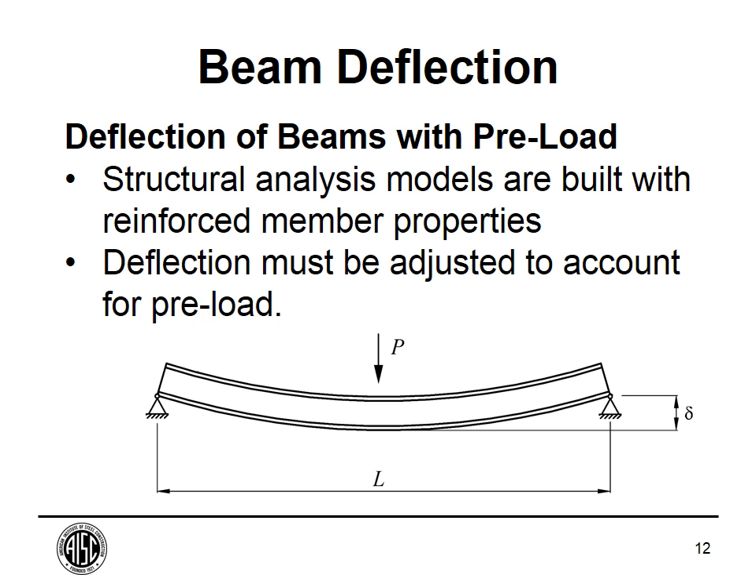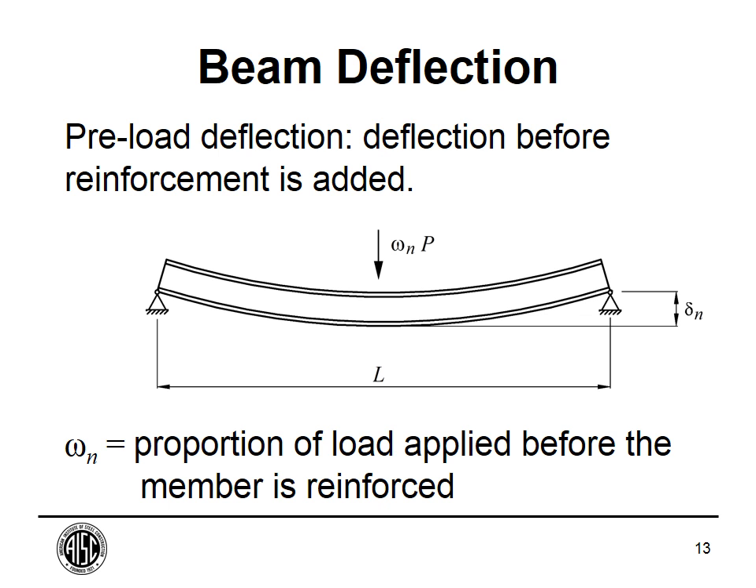If you build your finite element model with reinforced properties and you have a preload on that beam, then you can get more deflection than you think you have, just looking at the finite element results. So let's take a look at that. Let's say that we have this preload on the beam, omega sub n times P, where omega sub n is just the portion of the total load that is going to be on the beam at the time of reinforcement. So we end up with a deflection delta sub n.